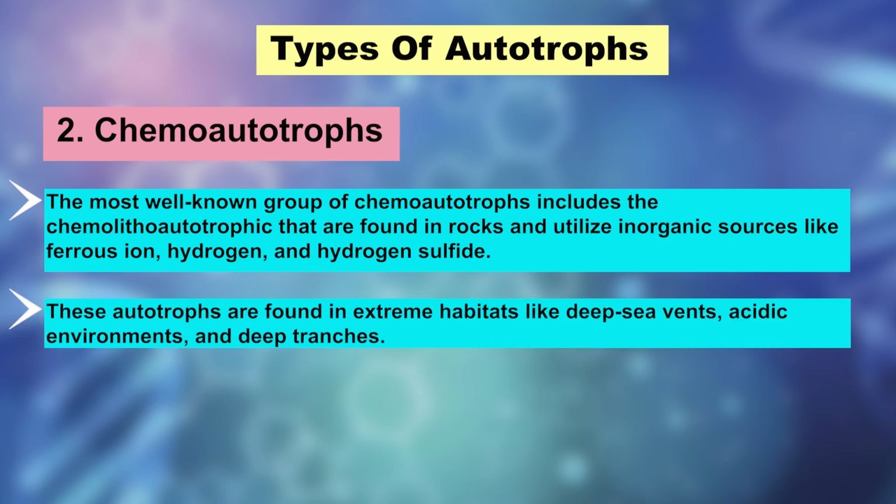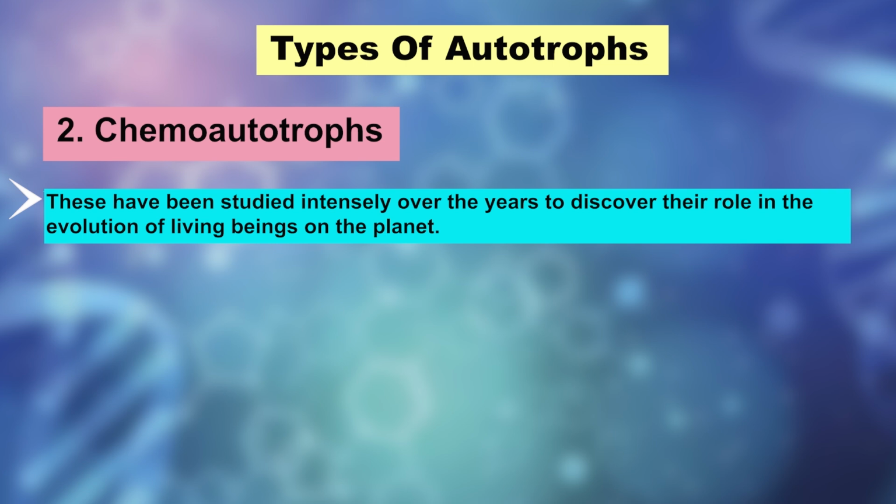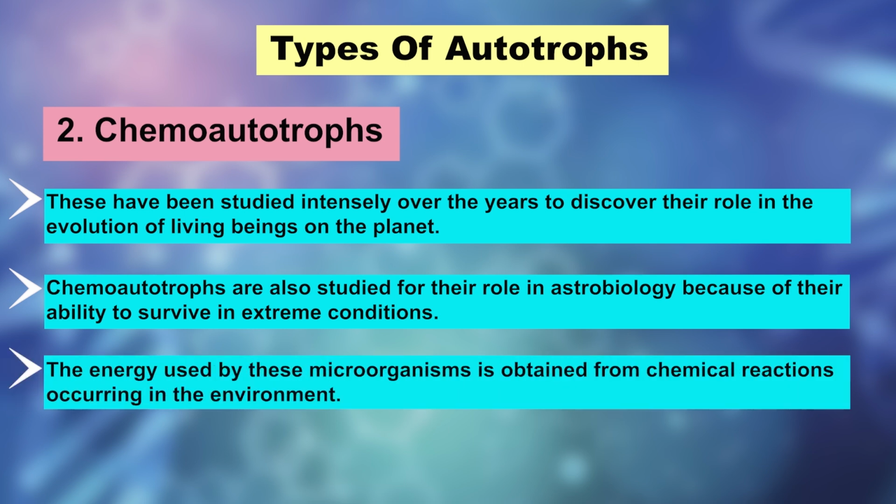These autotrophs are found in extreme habitats like deep sea vents, acidic environments and deep trenches. All chemoautotrophs are microorganisms belonging to the archaea and bacteria domains. These have been studied intensely over the years to discover their role in the evolution of living beings on the planet. Chemoautotrophs are also studied for their role in astrobiology because of their ability to survive in extreme conditions. The energy used by these microorganisms is obtained from chemical reactions occurring in the environment.